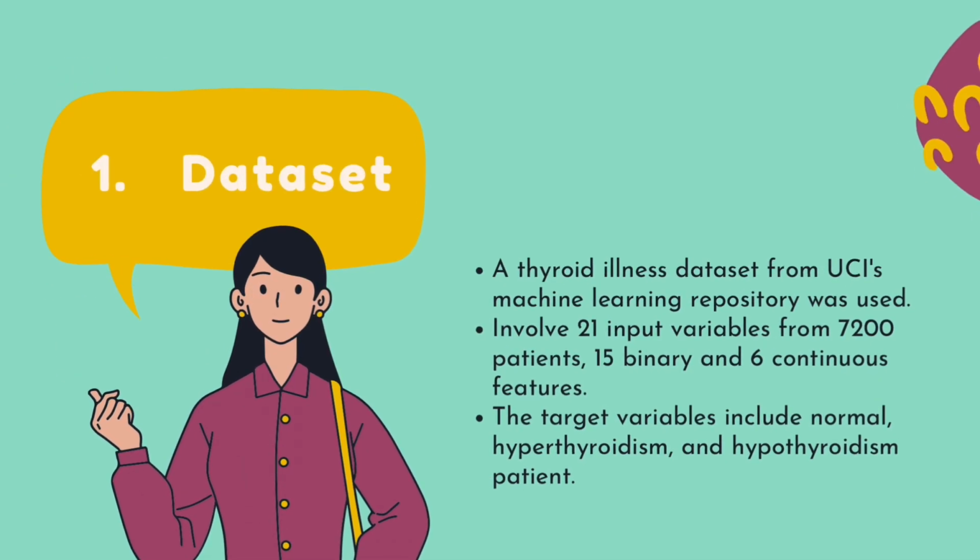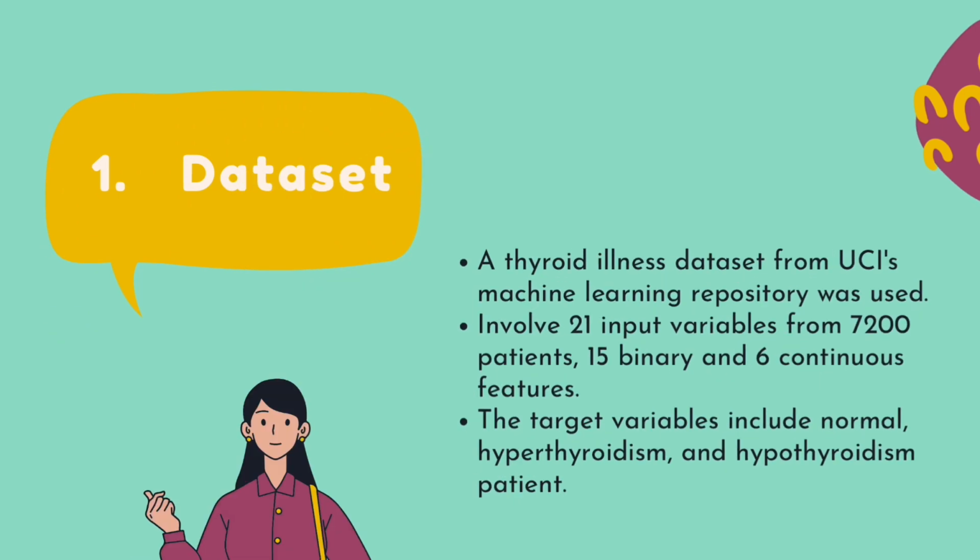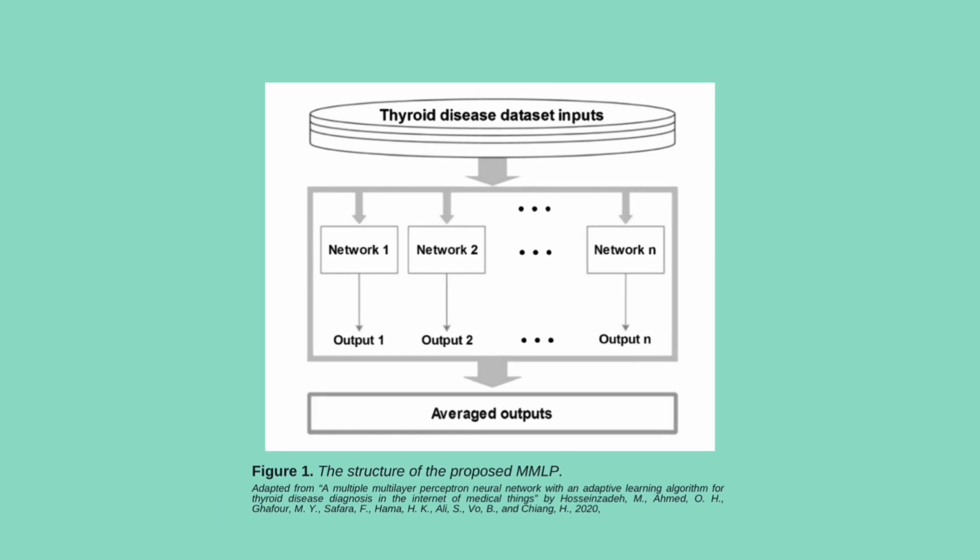So, the first subtopic is about the dataset. In this research, a thyroid illness dataset from UCI's machine learning repository was used, which involved 21 input variables from 7,200 patients, 15 binary, and 6 continuous features. The target variables include normal, hyperthyroidism, and hypothyroidism patients. Here is the figure showing the structure of the proposed MMLP.